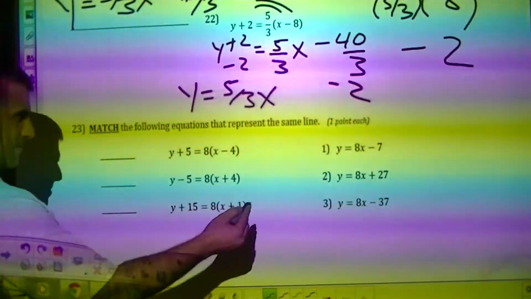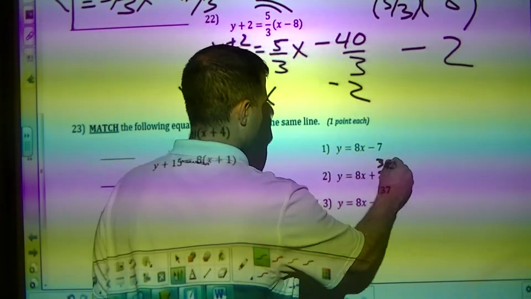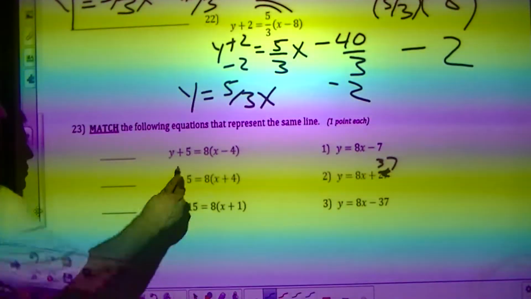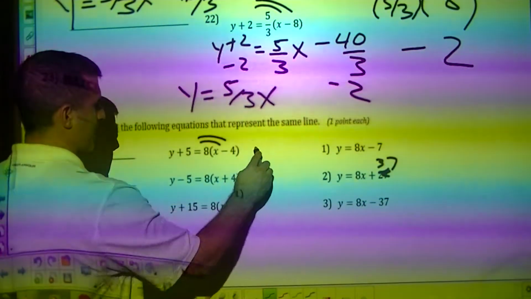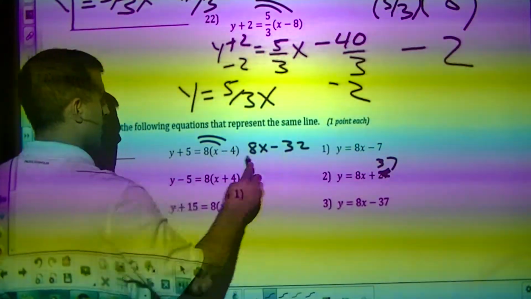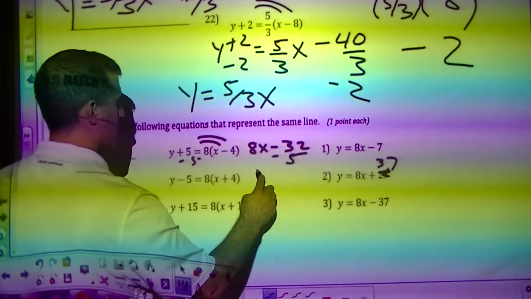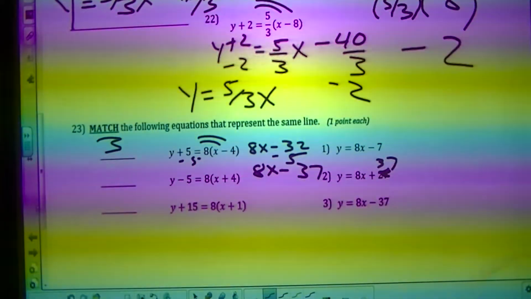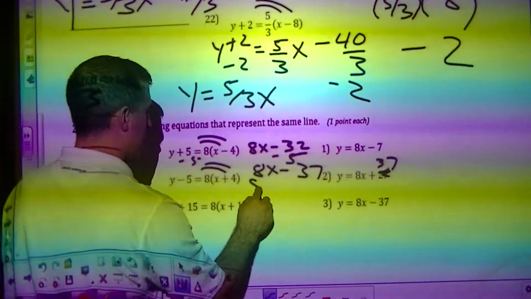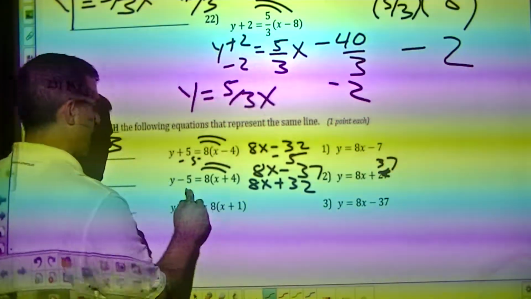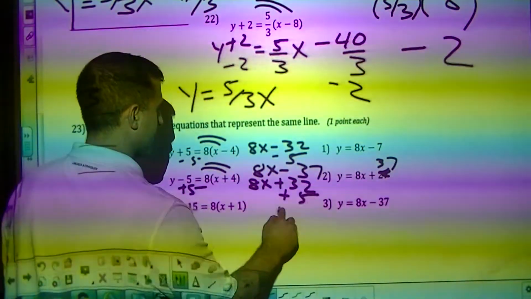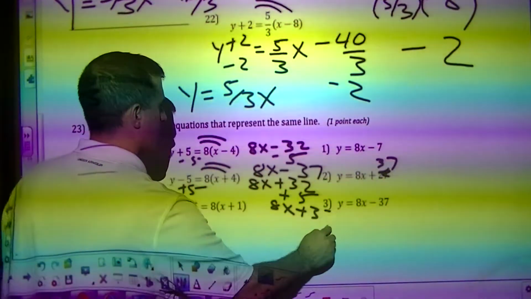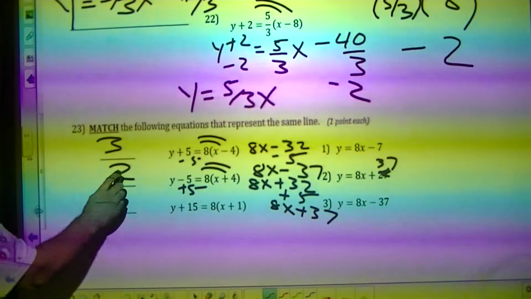Match these. There was a mistake. That should be a 37, okay? So what I should do is I figure out, okay, that's going to be 8x minus 32, and I would subtract 5, so that's going to be 8x minus 37. So this one's going to be 3, okay? This one I would distribute, that's 8x plus 32. I would be adding 5, that gives me 8x plus 37. Okay, that's got to be this one, which means that 1 has to be here.